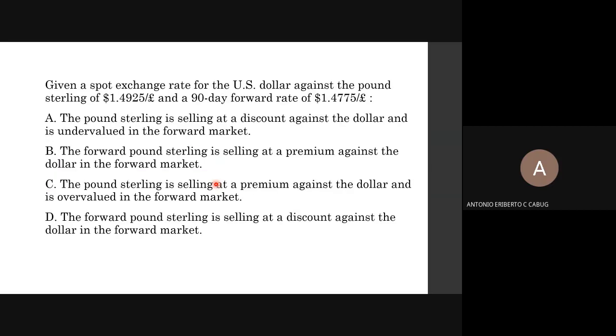Okay. I will give you 2 minutes to answer this question. Given a spot exchange rate for the US dollar against the pound sterling, $1.4925 per pound, 90-day forward rate, $1.4775 per pound. What can you conclude here? I'll give you 2 minutes.